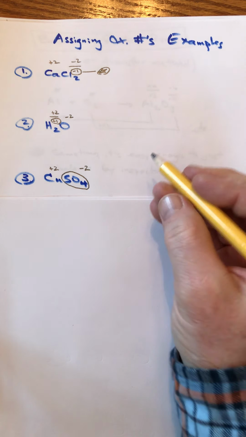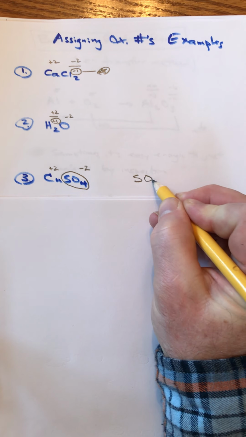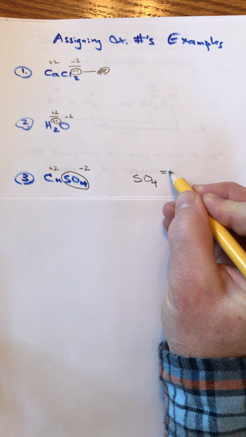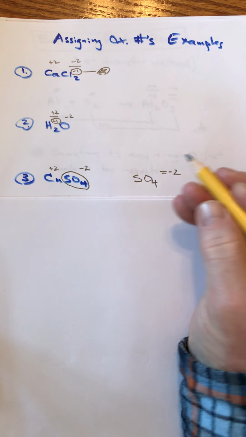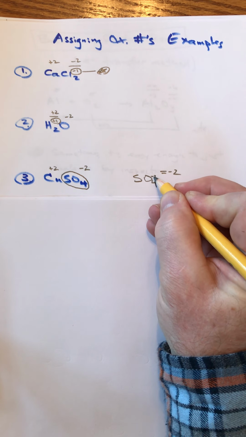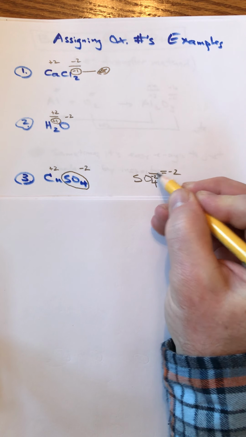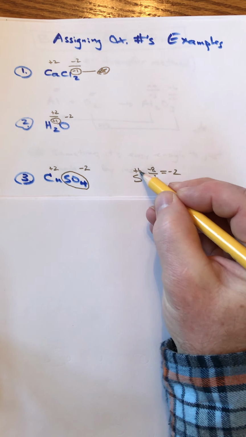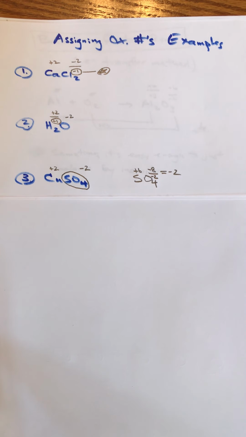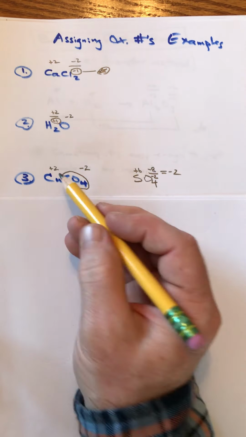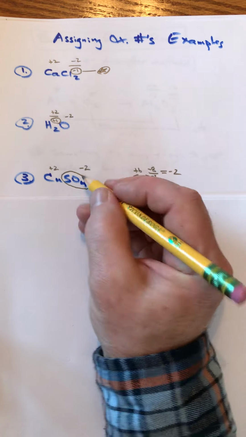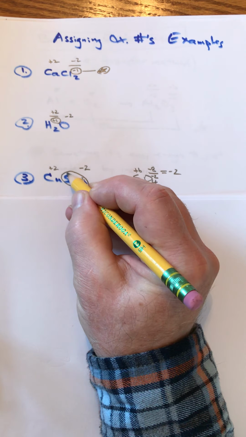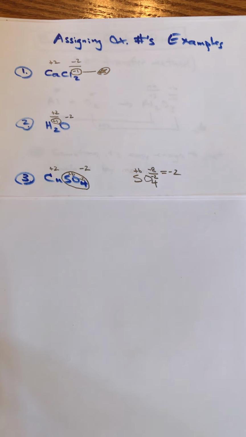But now what? Okay, well, sulfur and oxygen combine in sulfate to be a total of -2. Oxygen likes to be -2. 4 times -2, that's -8. Okay, well, sulfur must have been +6 because 6 minus 8 gives me -2. So in CuSO4, copper's in the +2 state, oxygen's in the -2 state, sulfur's in the +6 state.